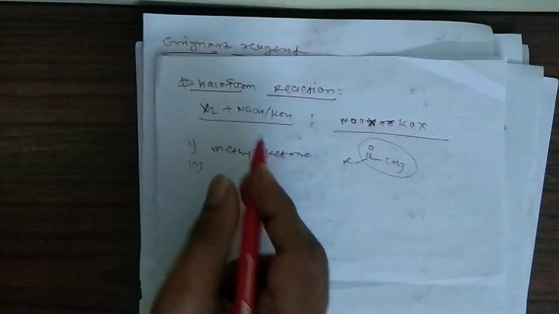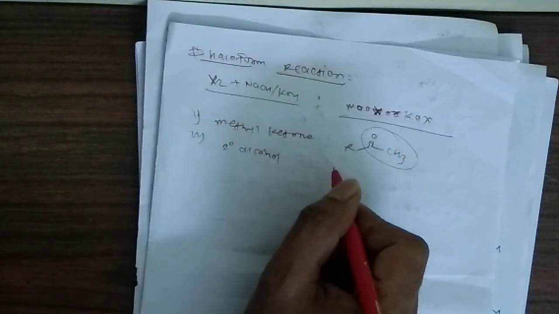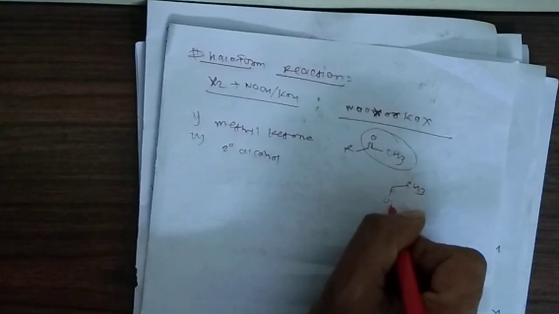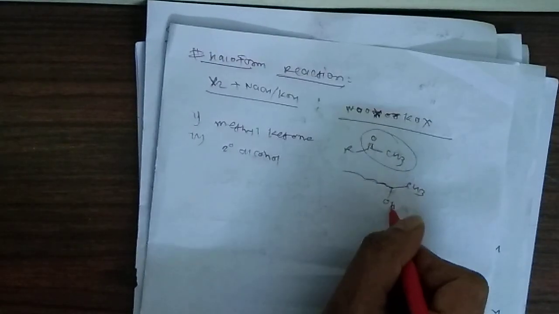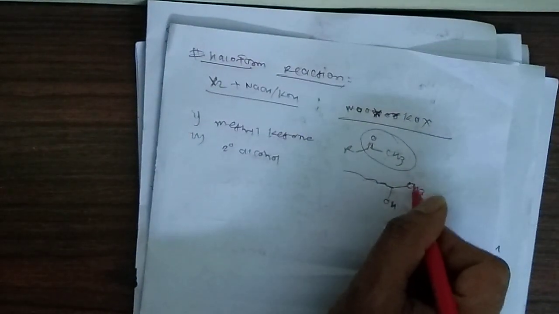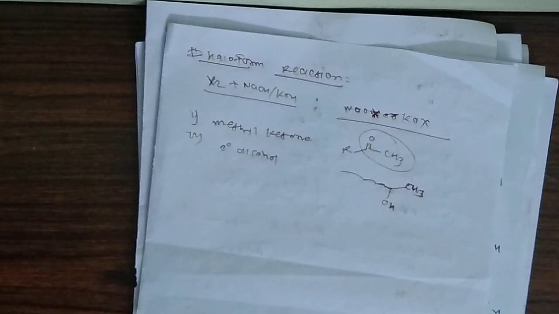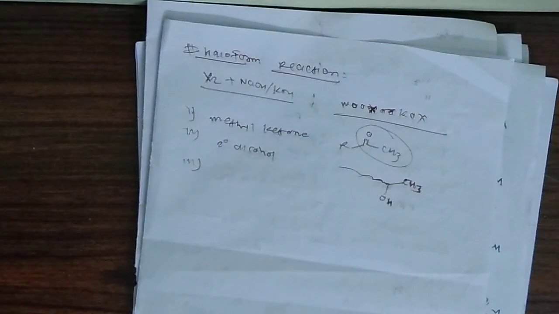Now the second one is secondary alcohol. Not all secondary alcohols, only that secondary alcohol which has a CH3 group. Means how? Let's suppose here CHOH. Whatever the group may be, the main thing is that this CH3 should be at one side. So this type of secondary alcohol will give the haloform reaction.